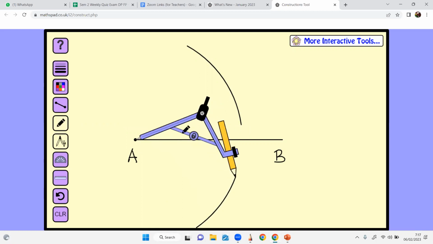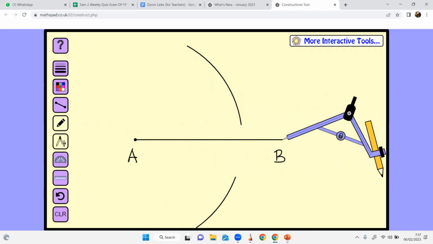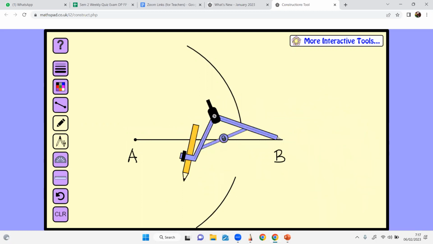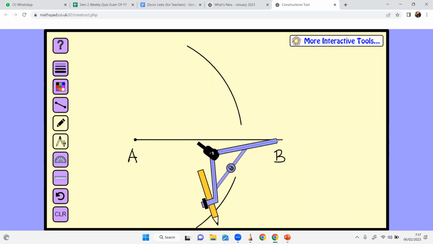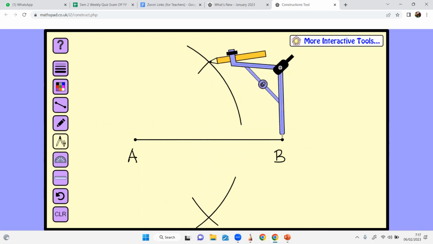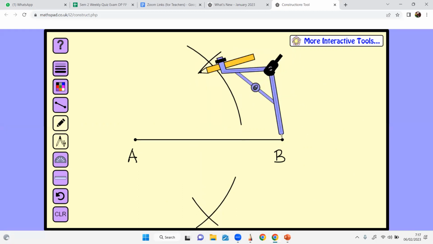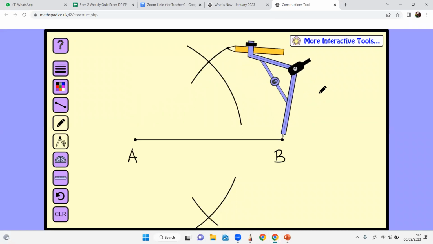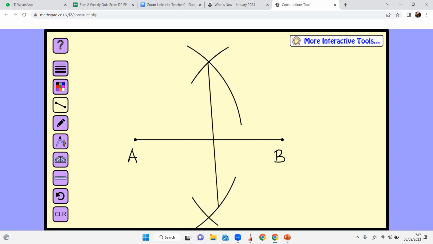Without changing the distance of the compass, you move the needle to the other end, B, and draw another arc here and find the other meeting point. Okay, guys? Then what did we find? We found two meeting points, right? This point and this point. And when you create a line using a ruler from here to here, wait, it's not good.